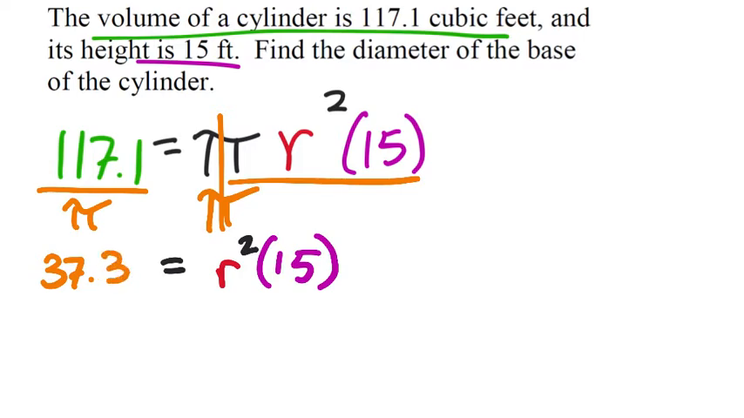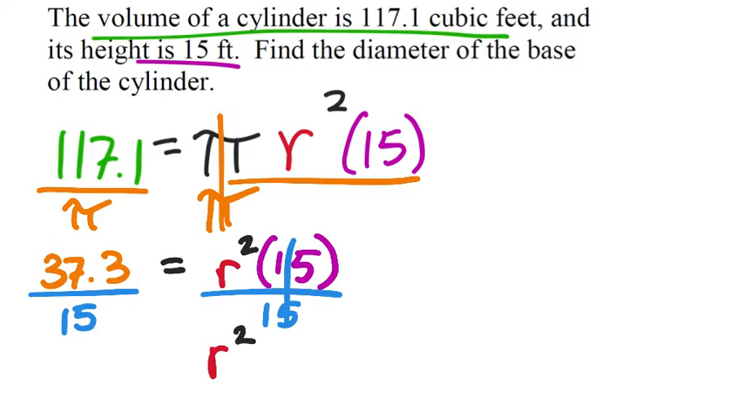37.27 makes that 37.3, okay? And now as my next step, I'm going to divide both sides by 15. Why 15? To make that a phantom 1. So now I'm left with radius to the power of 2 again. But this now equals 37.3 divided by 15. Let's see, I'm going to put that in the calculator.